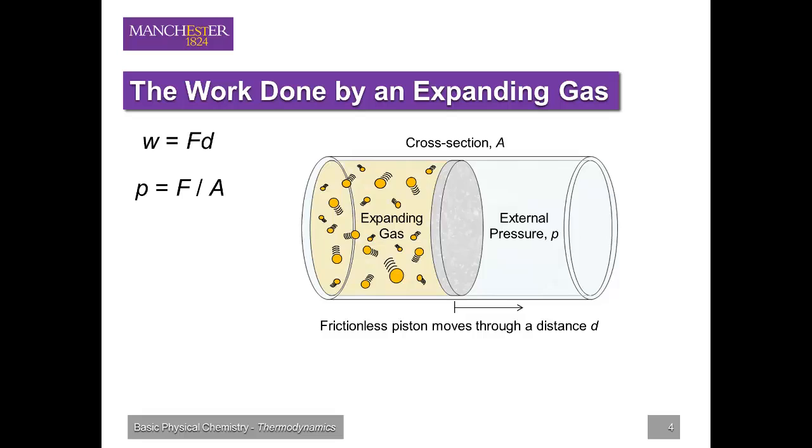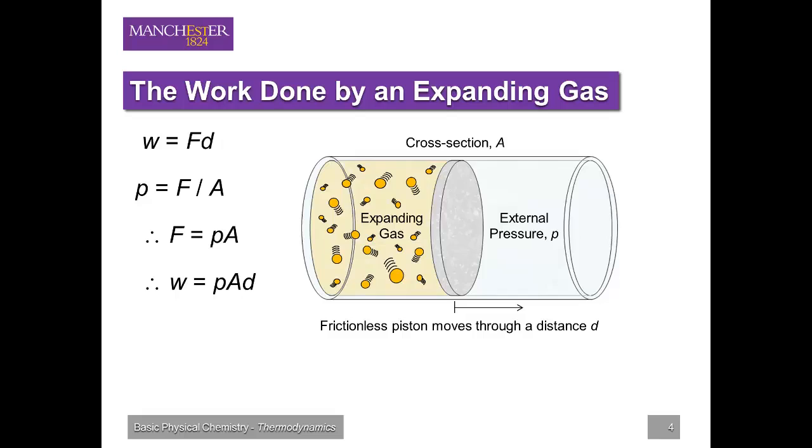The pressure on the piston is defined as the force exerted on the piston divided by its cross-sectional area, and thus the force exerted on the piston is equal to the pressure on the piston multiplied by its cross-sectional area. If we now substitute this expression for the force into the expression for the work done by the gas, we find that the work done by the gas is equal to the pressure multiplied by the cross-sectional area of the piston multiplied by the distance through which the piston moves.